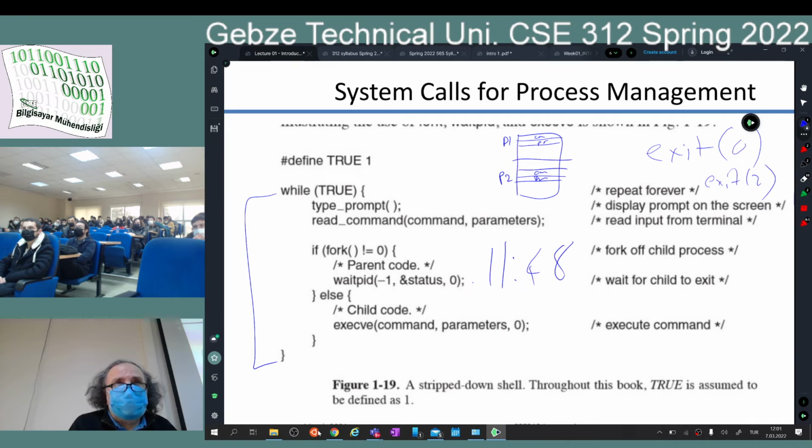I keep writing exit, and I make another process whose task is to execute the program named exit. And when I execute the program named exit, it terminates the child, but the parent keeps running, because parent and the child are two different processes. So what would you do? Yes? Before fork, I would check if my command is exit. If it's exit, then I would just exit the parent code.